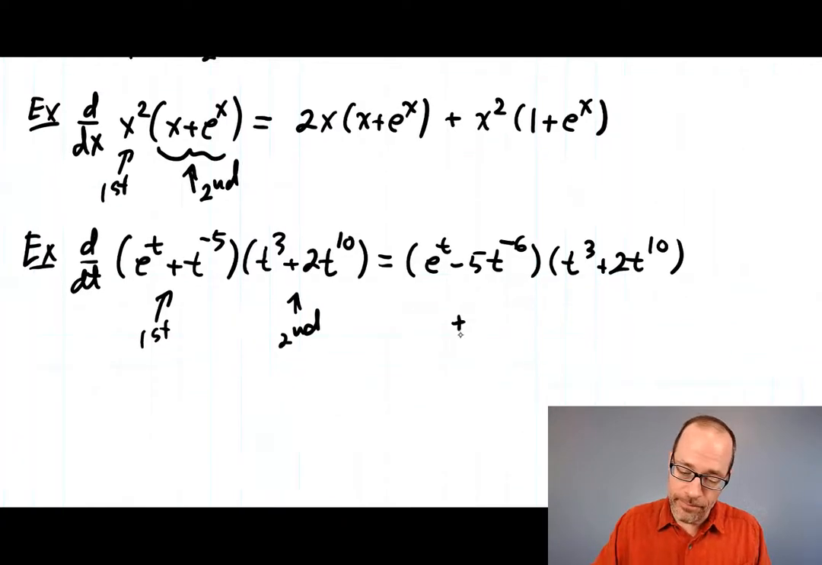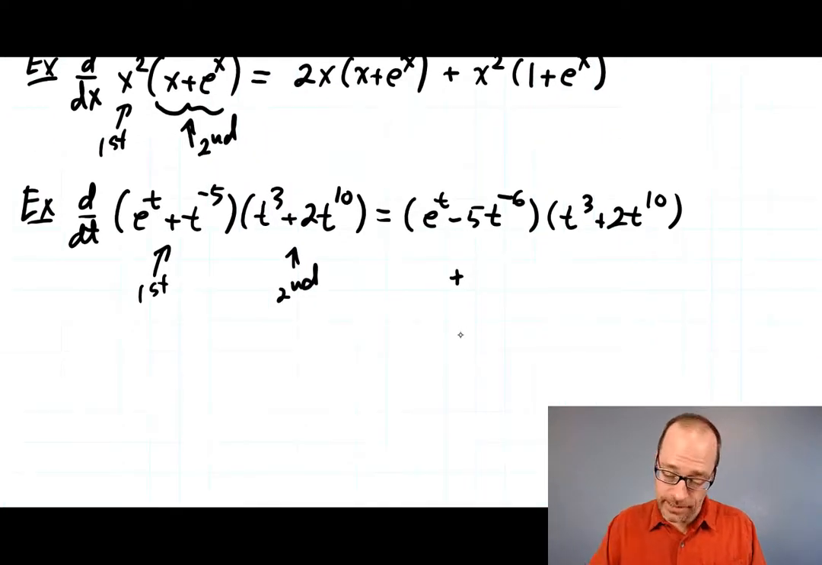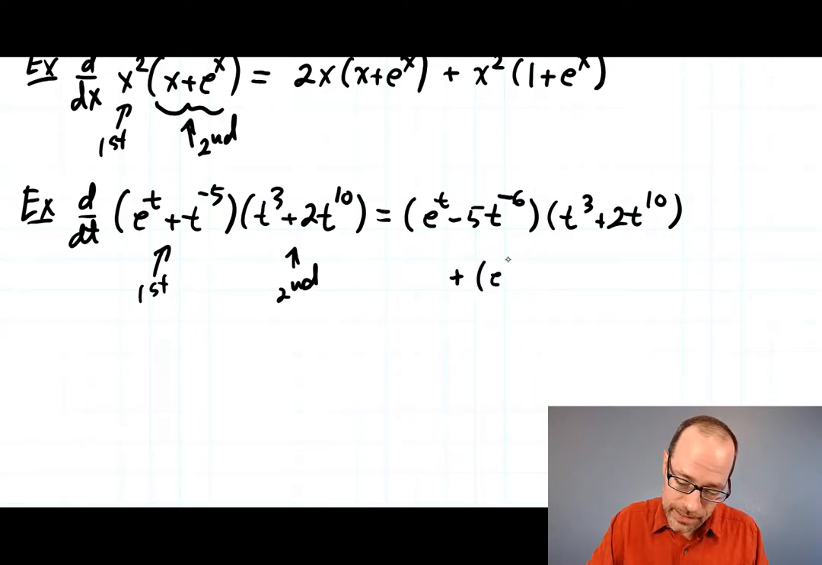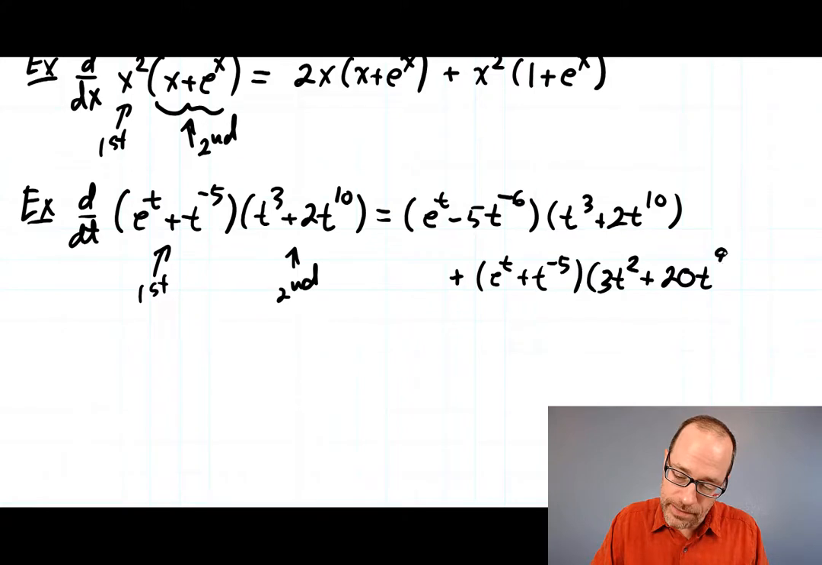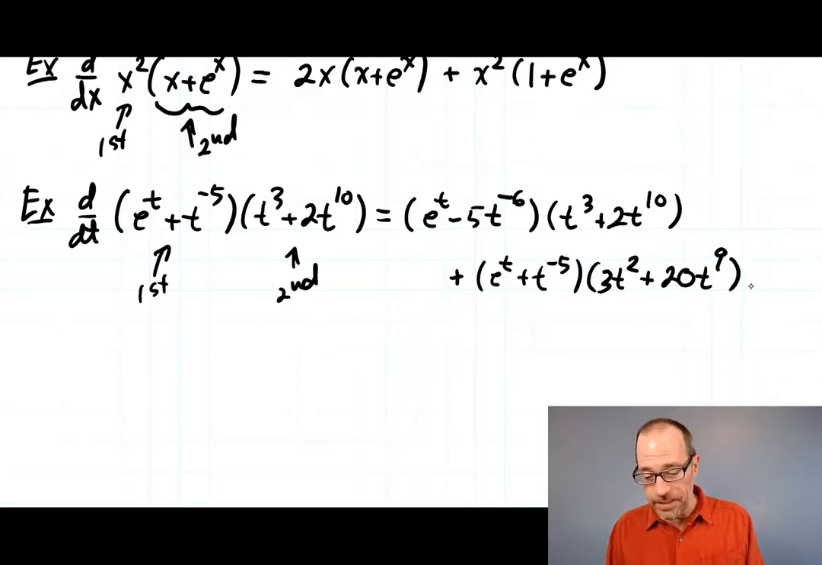And then you have to do the second terms where you leave the first one alone, so that's e to the t plus t to the minus 5, and you do the derivative of the second one, so that's 3t squared plus 20t to the 9th. And that's the answer. All right, so that's the product rule.